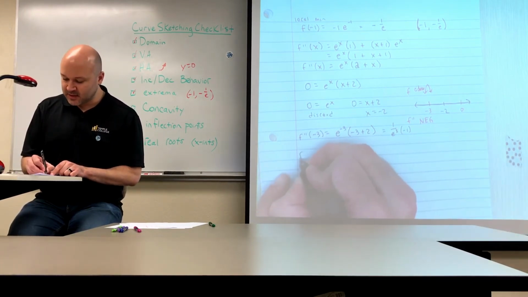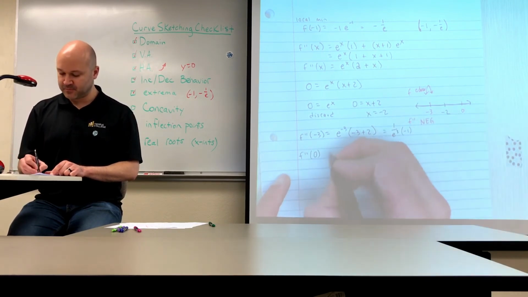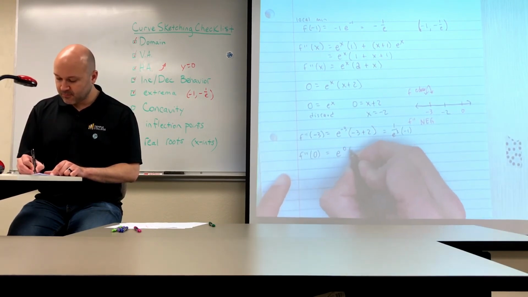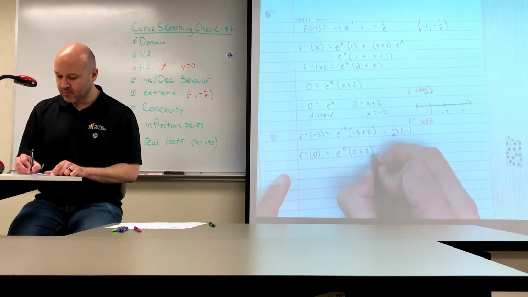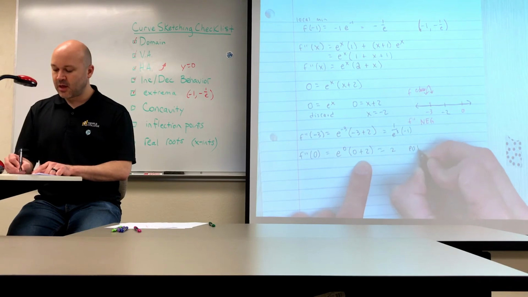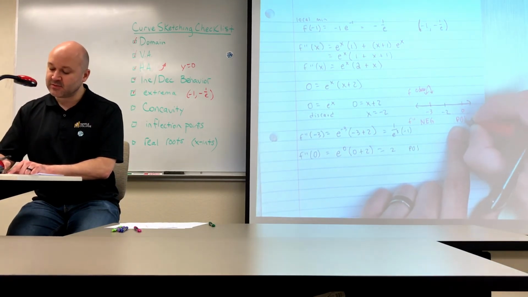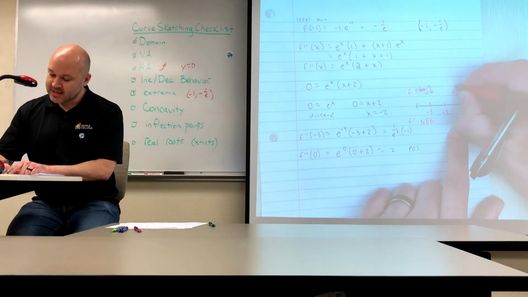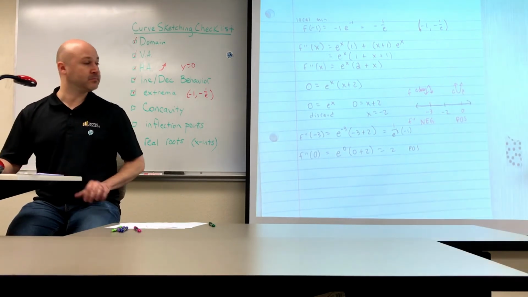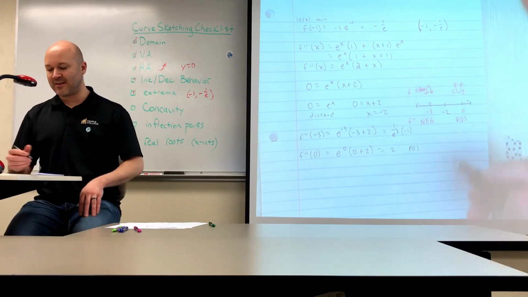So I'm going to test 0, a number bigger than -2. 1 times 2 is 2, which is positive. Where the second derivative is positive, the original function is concave up. There is a change in concavity.